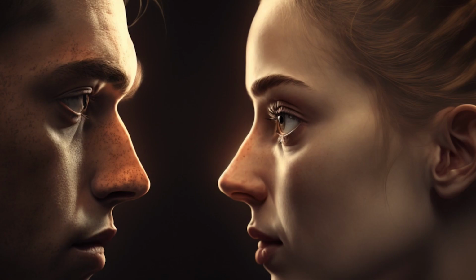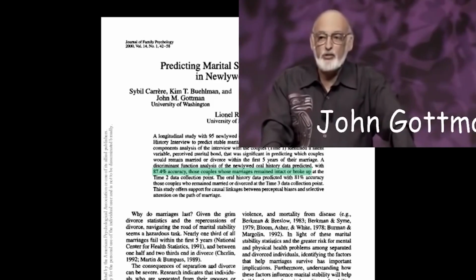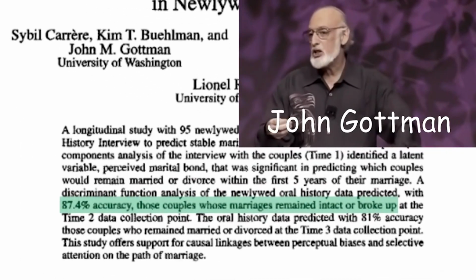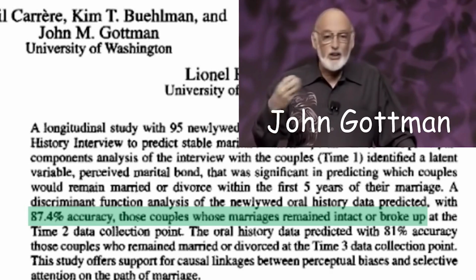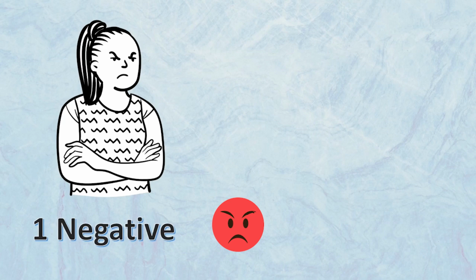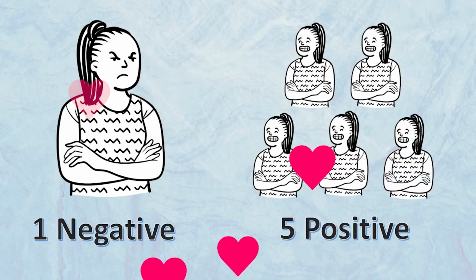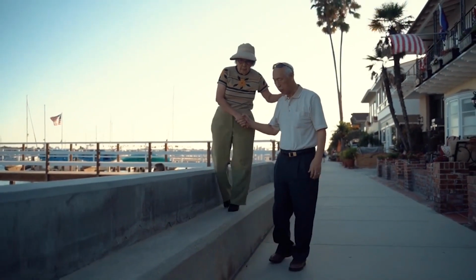In this study on marital stability, relationship expert John Gottman describes how he can predict relationship success or failure with an 87% accuracy based on observing such transactions. He found that one negative transaction can only be outweighed with at least 5 positive transactions. The better we understand how we interact in a specific setting, the more successful the relationship will become.